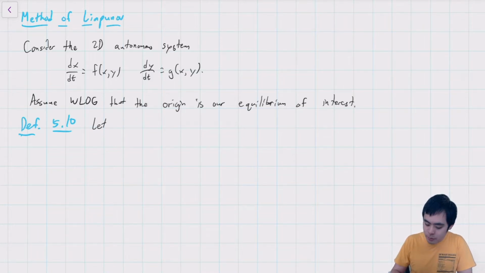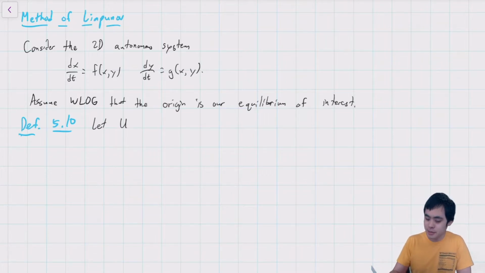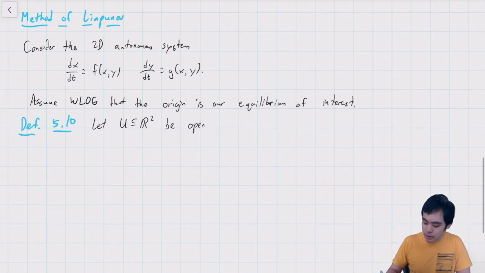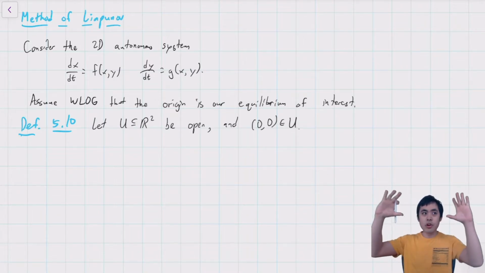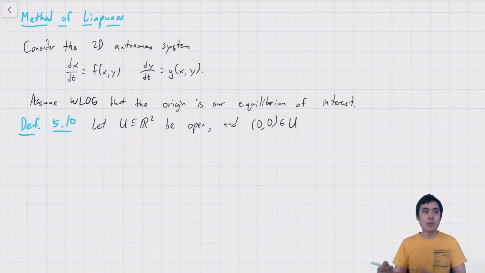Some of you may already be familiar with this concept from linear algebra or optimization. This is closely related to the definitions from those areas. So let U be an open subset of R2, and let's say that the origin point, (0, 0), is in U. So it's some open neighborhood of the origin, or in general of the equilibrium.